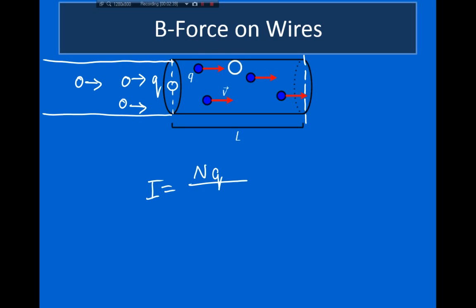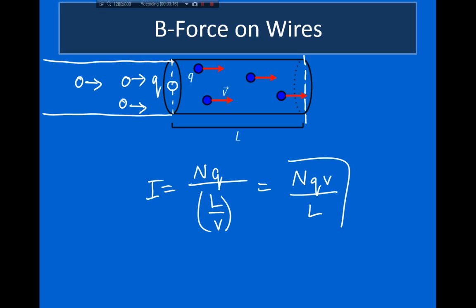Okay, because the idea is that all of the charges that are in this wire are going to pass through this right side of the wire in the amount of time that it takes for this charge that starts out on the left side of the wire to move towards the right side of the wire. So the current is equal to the total charge in the wire, that's N times Q, divided by that amount of time, and that time is going to be equal to L divided by V. In other words, it's the length of the wire divided by the velocity that this charge is moving at. So the current flowing through the wire is going to be equal to NQV divided by L.